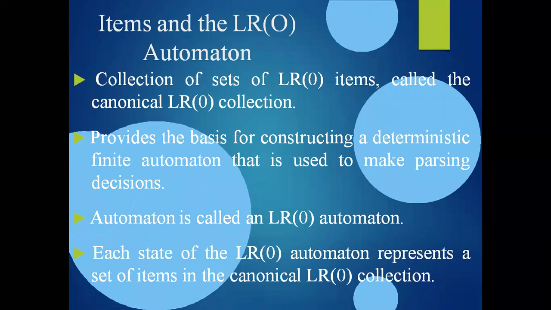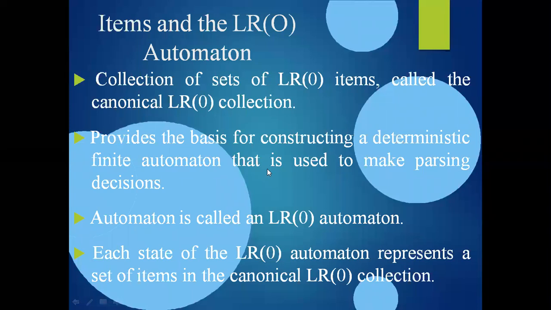The collection of sets of LR(0) items can be called a canonical LR(0) collection. That means the canonical set of items. We can call it a canonical set of items. That means the collection of sets of LR(0) items can be called a canonical set of items, or we can also call it the canonical LR(0) collection.